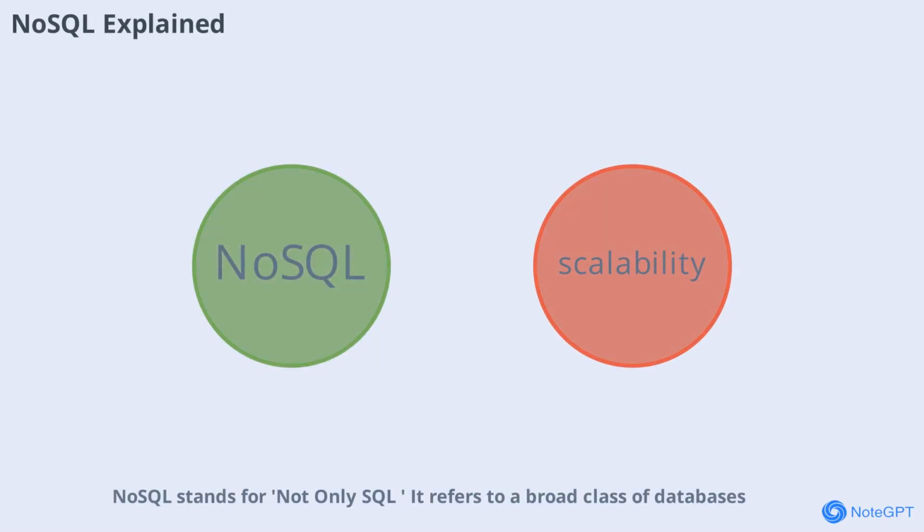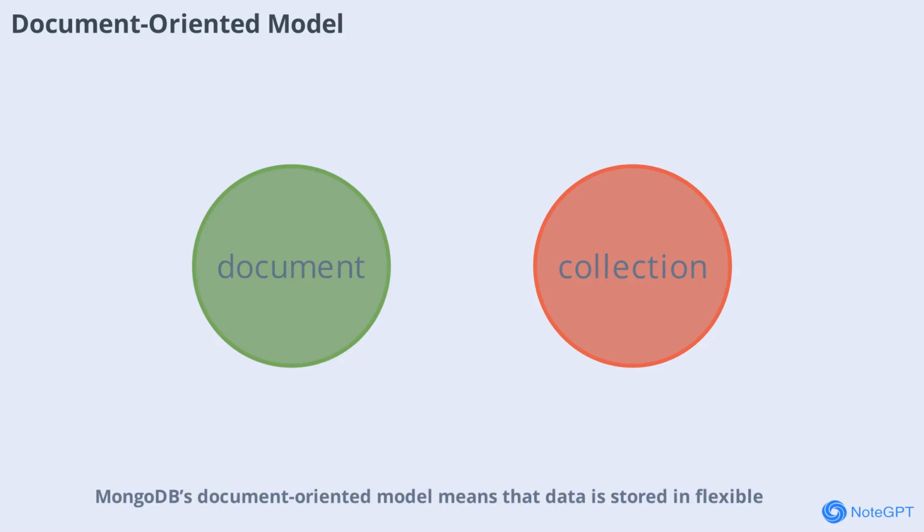NoSQL stands for not only SQL. It refers to a broad class of databases that move beyond the traditional table-based structure of relational databases. NoSQL databases like MongoDB are designed to handle large volumes of unstructured or semi-structured data, offering greater flexibility and scalability. This makes them ideal for modern web and mobile applications, where data formats can change rapidly and need to scale horizontally across many servers.